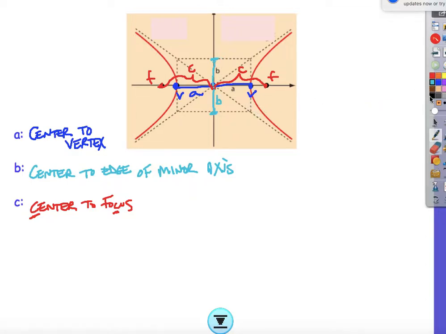So you're going to notice that there is this dashed line box, and the box is made up of A and B. So if you go from the center out this way A amount and out that way A amount, and then center up B amount, down B amount, that is going to form this box. And then diagonally through the box, through the edges of the box, through the center, through the edges, that's your asymptotes. It's important to know where the asymptotes are because that's going to determine how wide or how skinny your parabolas are going to be. So in the formula, A and B are going to be squared. They're going to be in the formula just like they were for ellipses.